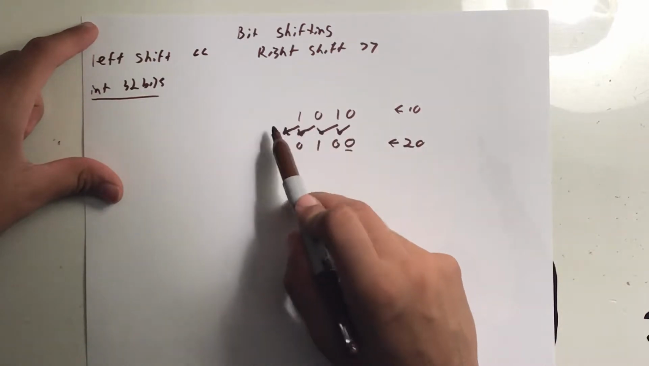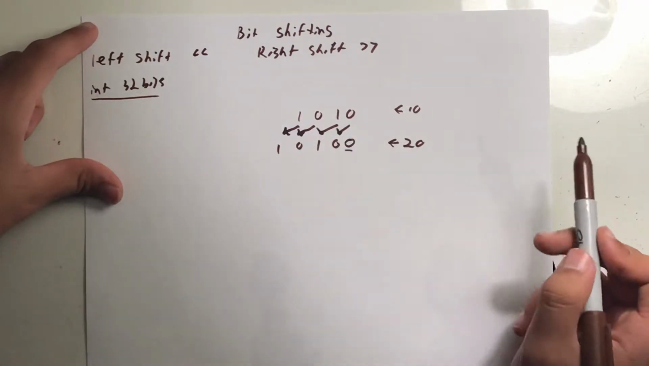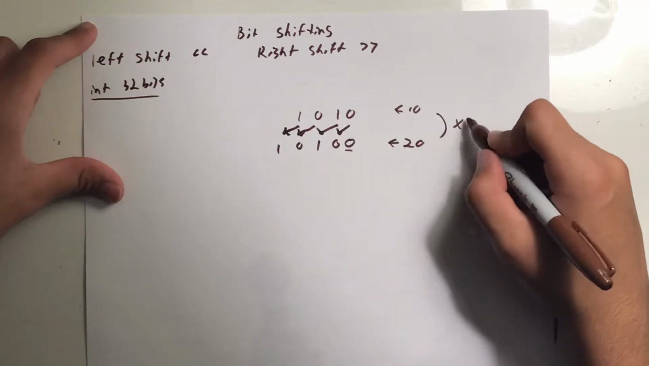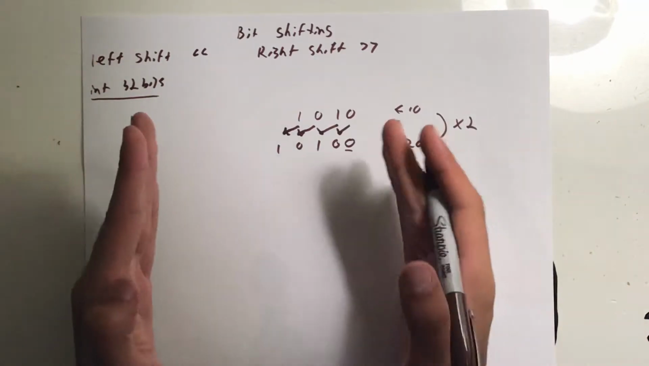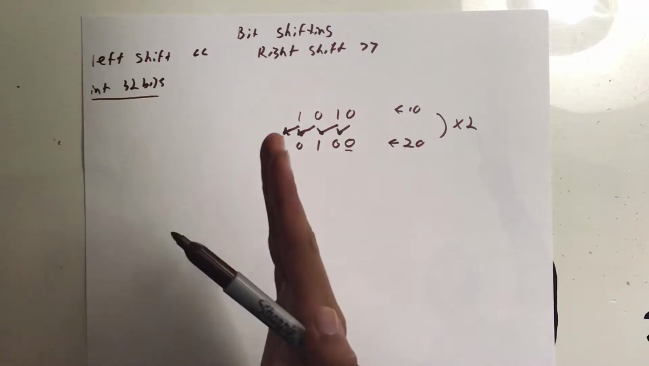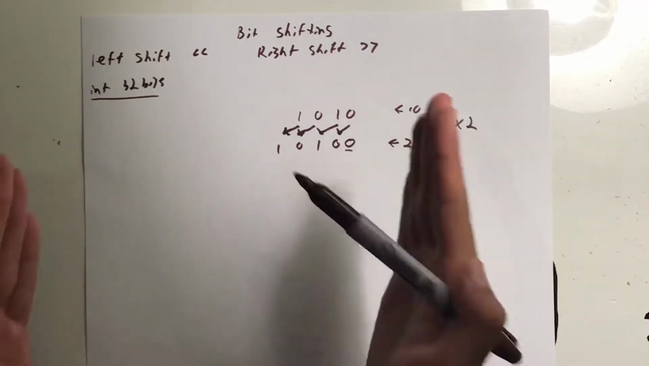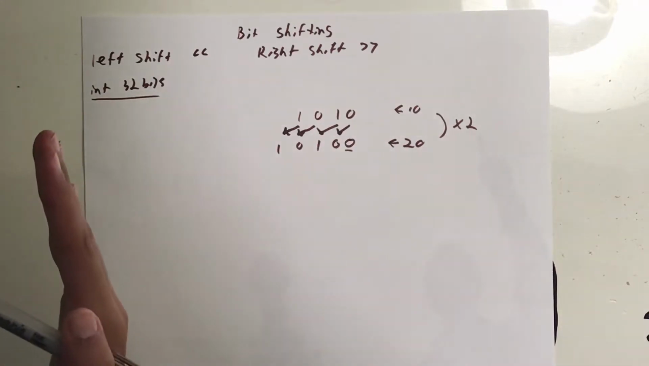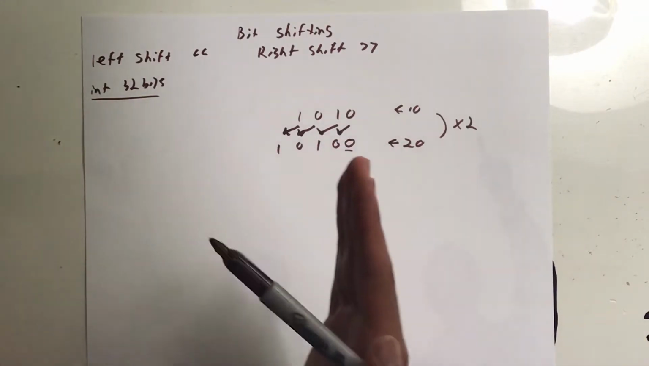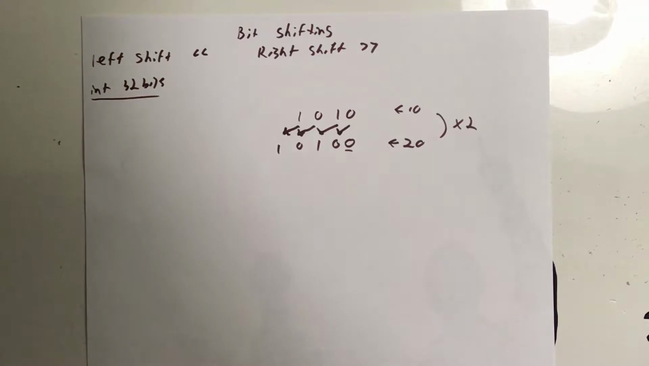1, 2, 4, 8, 16. 16 plus 4 is 20. Now if you notice, we doubled our number. And that's because we went up 1 power of 2, meaning we're going to multiply the number by 2. If we left shifted twice, we were going to go up by 2 powers of 2. So 2 times 2, which is 4. So we're going to have to multiply that by 4.